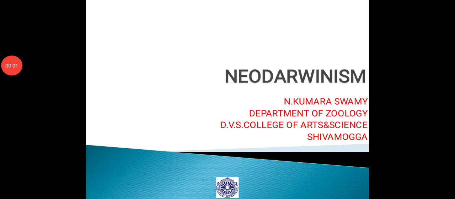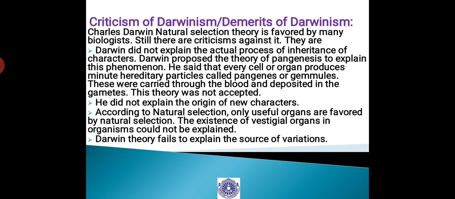Good morning, students. Today, let me continue with that organic evolution chapter because in the previous class we discussed Lamarckism and Darwinism. And in Darwinism, there were some demerits or defects, some of which we already discussed in the previous class itself. And today, let me continue with the demerits of Darwinism first.